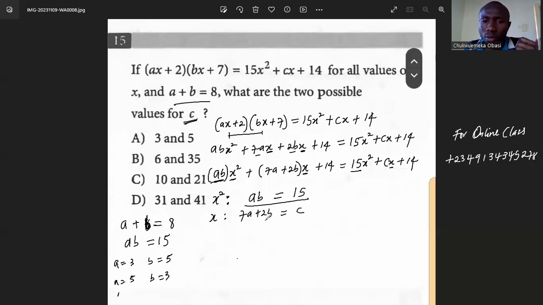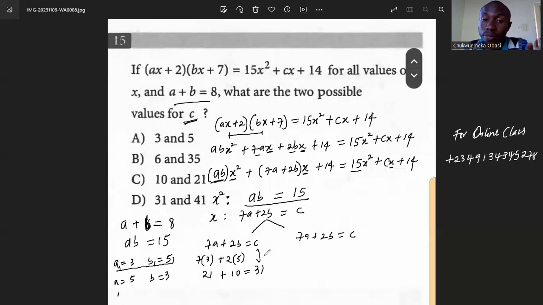Let's come over here and plug them in to get our c. But now we have two sets of values of a and b, so I have to divide this equation into two: 7a plus 2b equal to c, and 7a plus 2b equal to c. The first case, let's call it a1 and b1, is where a is 3 and b is 5. When I plug in a is 3 and b is 5, I have 7 times 3 is 21, 2 times 5 is 10, and that gives me 31. So c is 31 in the first case.